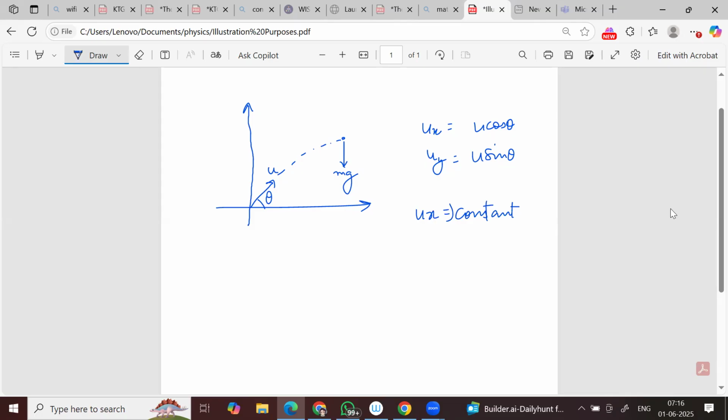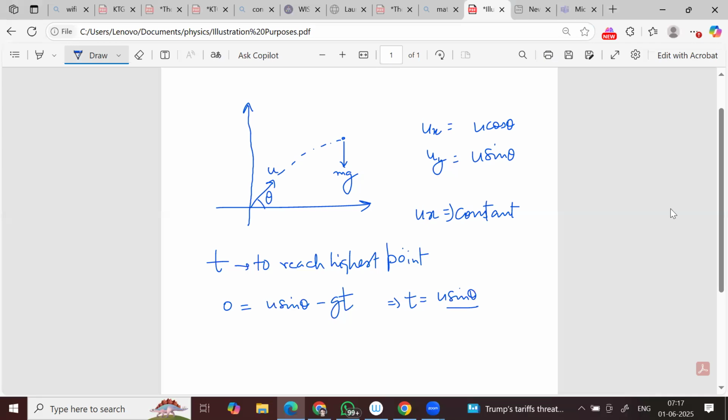So let's apply the kinematic motion equation to the vertical velocity component. And let's say it takes a time t to reach the highest point. So we can say that zero, which is the vertical velocity at the highest point, equals u sine theta minus gt, because the acceleration is acting downwards, opposite to the direction of the vertical velocity. So this will give us t equals u sine theta upon g. So this is half the time of the flight, the time to reach the highest point.